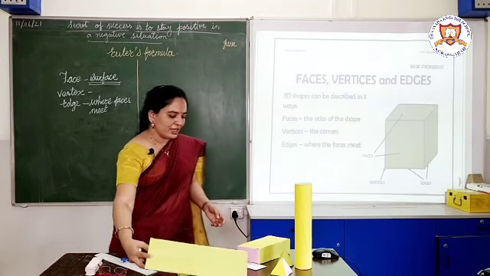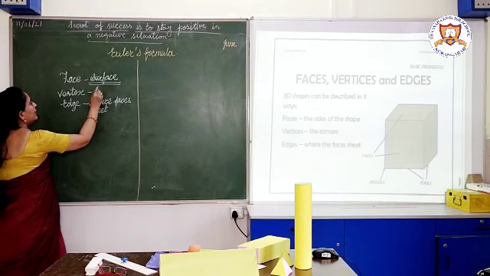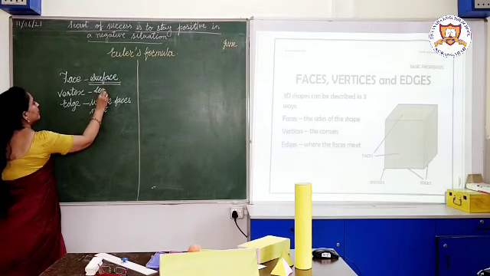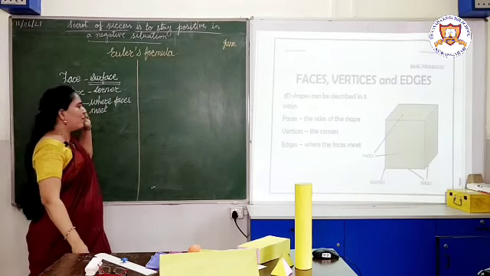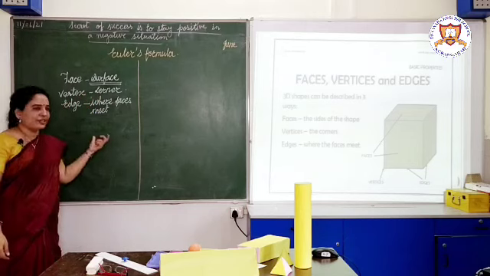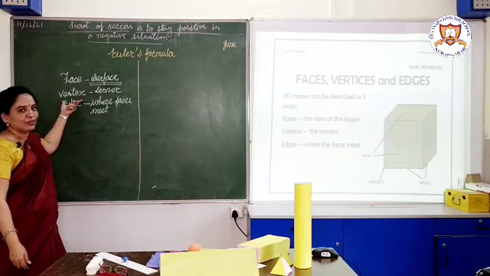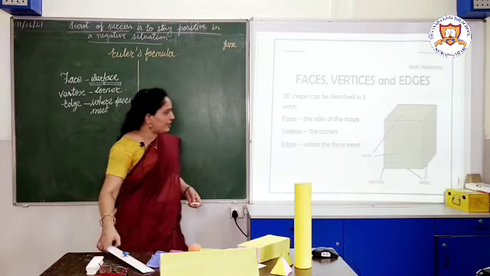Okay. So see, vertex means what? Corner, or where edges meet each other. Vertex means corner, or where edge or edges meet each other. It is called a vertex. So I hope you have understood. Once again we will repeat.